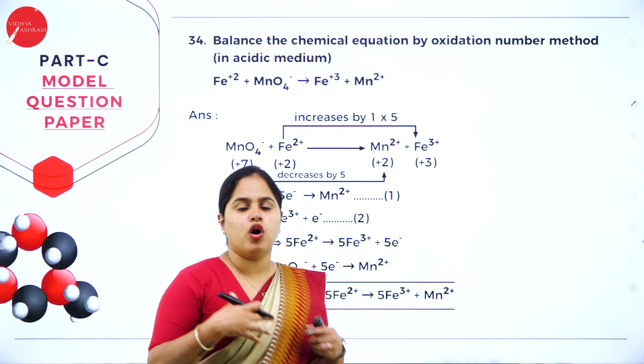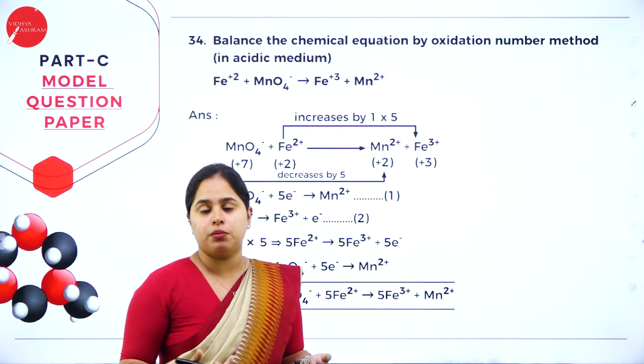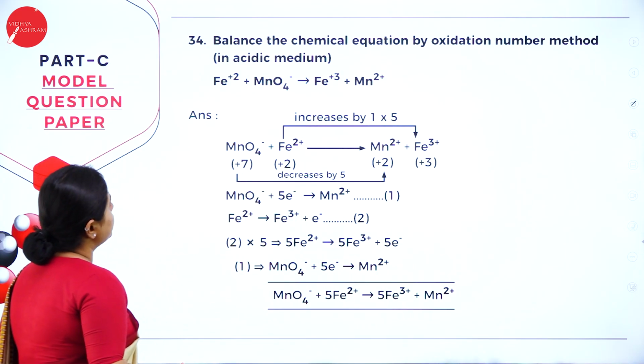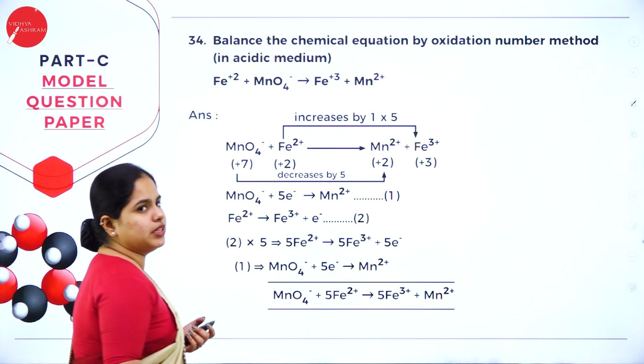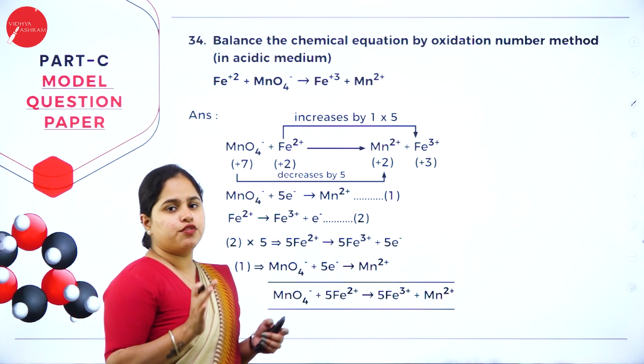So the question here, or mostly the question which is asked in your question paper, is using the oxidation number method in acidic medium. So let's move on to the question. That is, Fe2+ + MnO4- gives Fe3+ + Mn2+. So this is the redox reaction given here. So what is the first step to do?